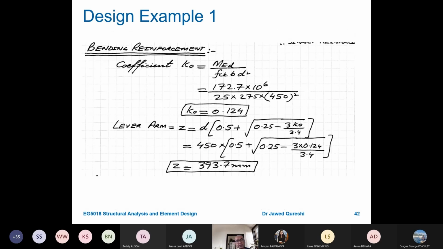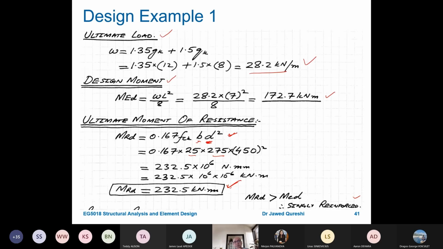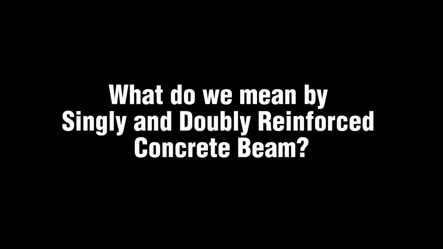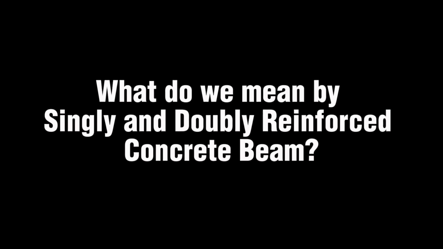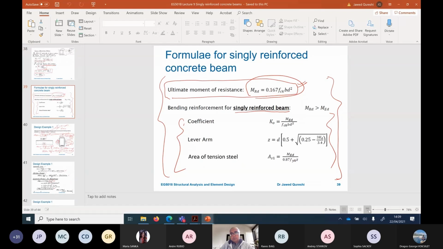And then we have to work out this coefficient. So you get the concept that if MED is less than moment capacity of the section itself, then we design it as singly reinforced beam. If it isn't the case, then we design it either doubly reinforced beam, or we manipulate the size of the beam rather than the steel reinforcement. All right. This was the design process for designing singly reinforced concrete beam.